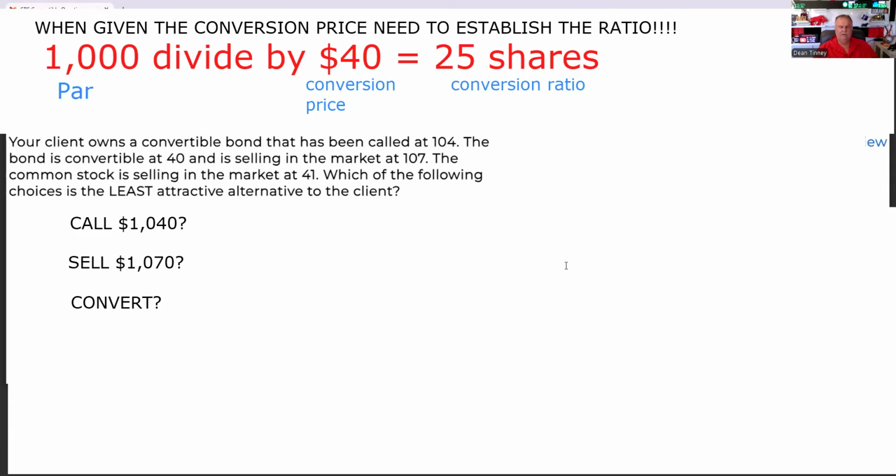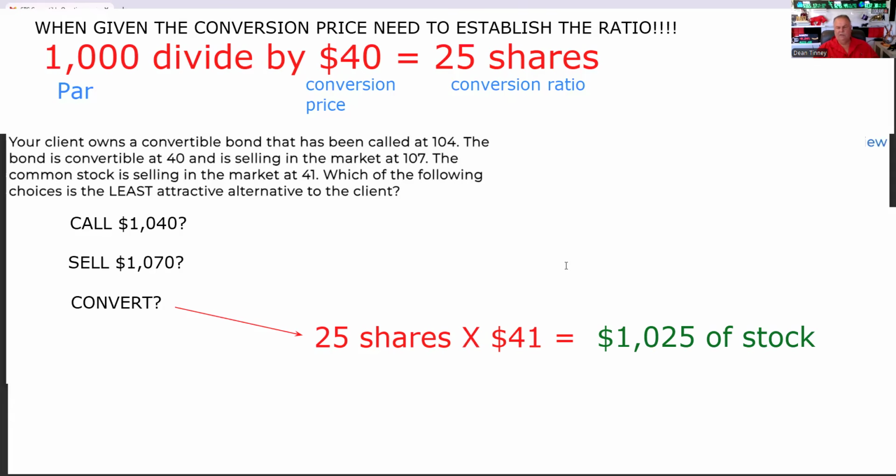If I convert it into the stock, let's see. Well, if I convert it into the stock, now I'm going to figure out what that's worth, right? I'm going to do what's called parity of the bond. What is the bond worth or equal to in the stock? And so I'm going to take 25 shares times 41, and I find out that I'm going to get 1,025 worth of stock. 1,025. So what is the least attractive?